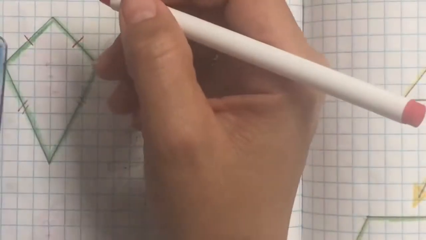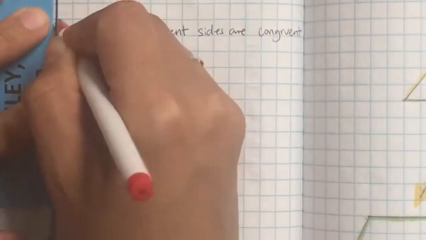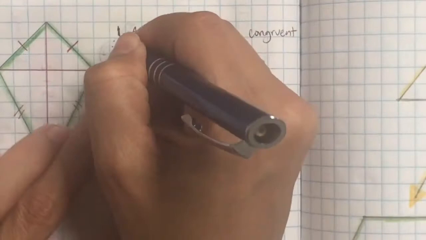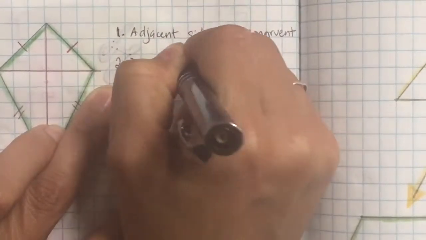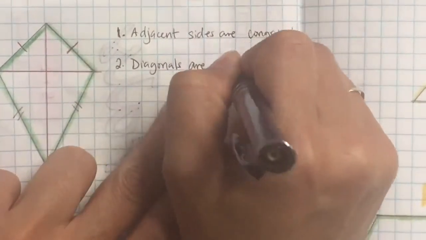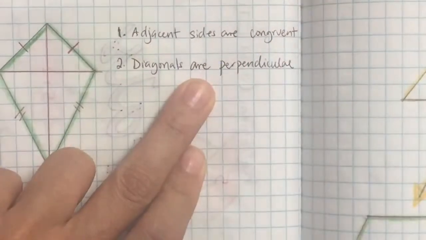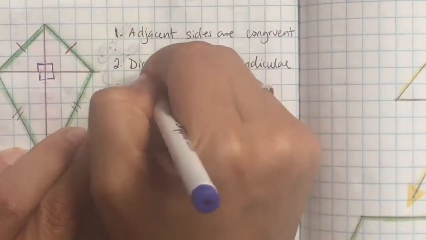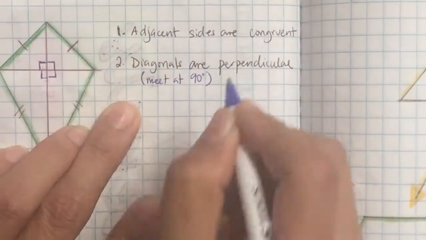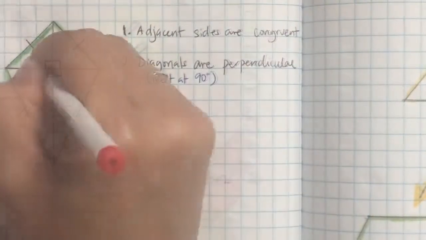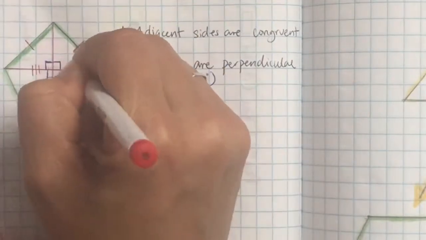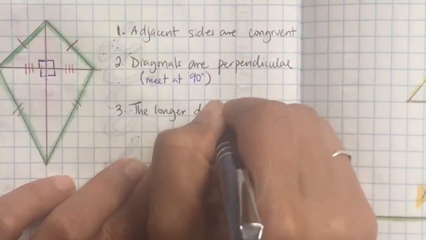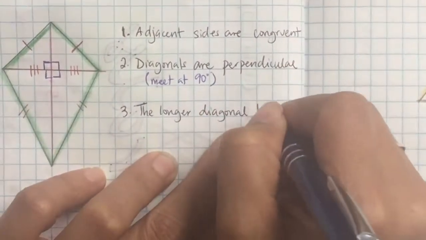Then when you can't see anything more obvious, you always draw diagonals. So let me draw diagonals and see what I can see with that. When I draw diagonals, I can see that they make a 90-degree angle in the middle, all of them. So I can say diagonals are perpendicular. That means they meet at 90 degrees. See how I can draw the box around all of them. Looking at the diagonals, what else can I see? Oh, look, the shorter one on the left is equal to the right. So I can write the longer diagonal bisects, remember, bisect means cuts in half, the shorter one.